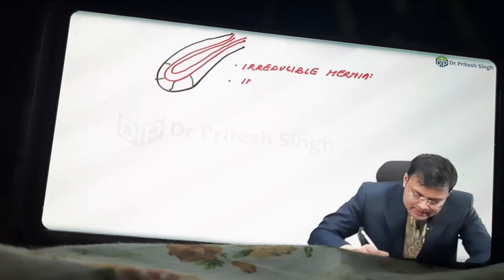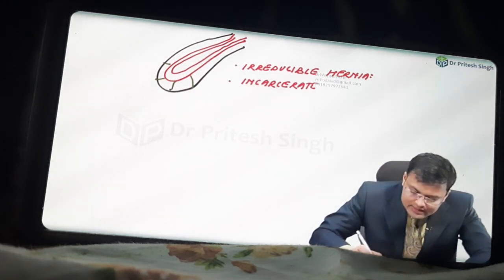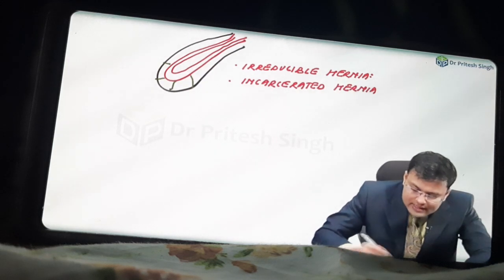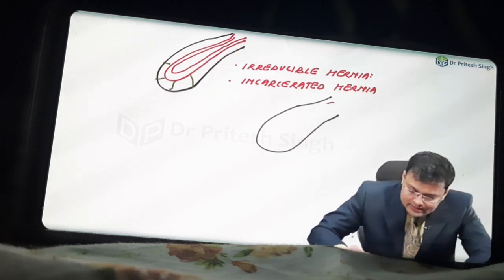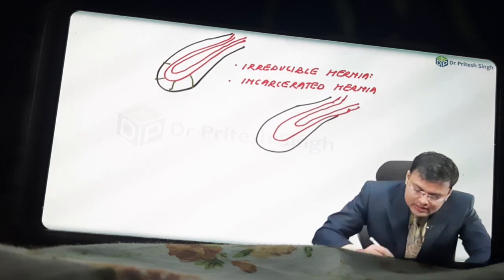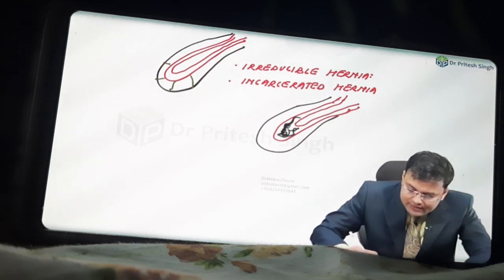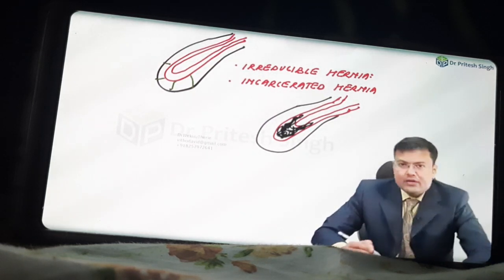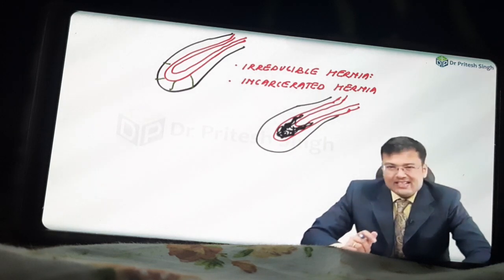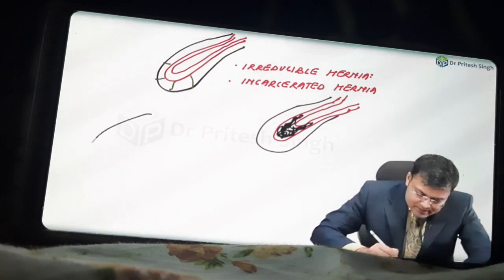Second, there is incarcerated hernia. What's the problem in incarcerated hernia? See, this is the sac and this is the content. In the content there is fecal matter. So in this bowel there is presence of fecal matter, and because of it the content cannot be reduced. So hernia cannot be reduced because of presence of fecal matter in the content. It is incarcerated.